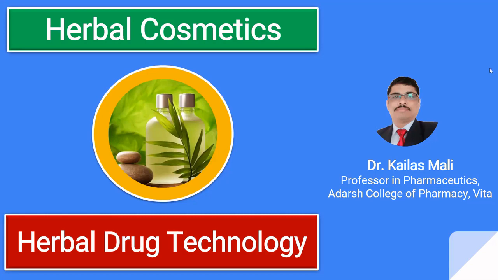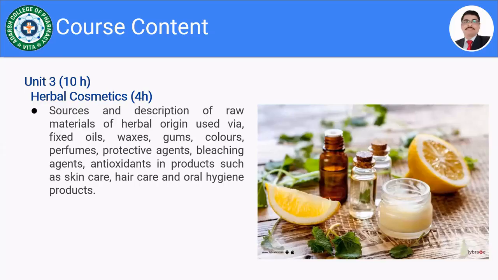We are going to discuss the points related to the source and description of raw materials of herbal origin used, like fixed oils, waxes, gums, colors, perfumes, protective agents, bleaching agents, antioxidants, in products such as skin care, hair care, and oral hygiene products. So this is the content which is set for the chapter herbal cosmetics.